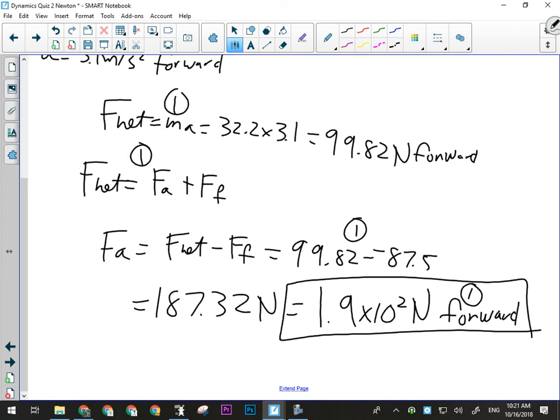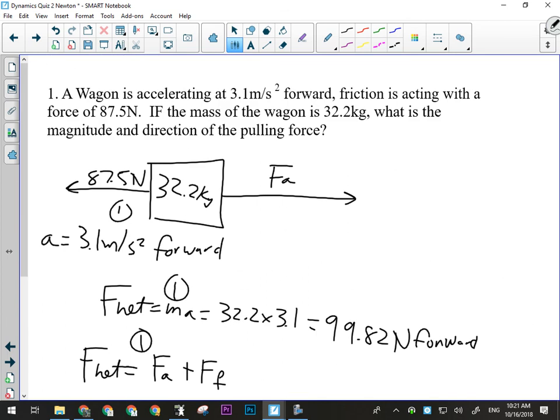Questions on that one? I didn't add it, I subtracted it. No. If I'm going to pull forward, Tanner, if I'm going to make this thing accelerate forwards, I need to pull with that much plus this, right? This is the net force here, the 99.82. It's the difference between this and this. So FA has to be much, much bigger than this one. With me there? Any other questions on number 1? It's out of 5, yeah.